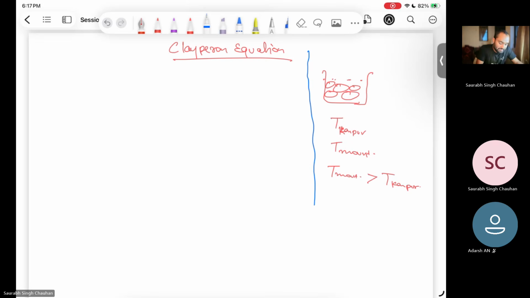So the crux is that the temperature at which boiling will take place is dependent on pressure, and the pressure at which boiling will take place is dependent on temperature. And the same goes for all other types of phase changes, like sublimation or melting.